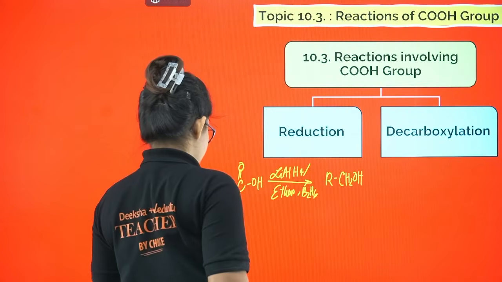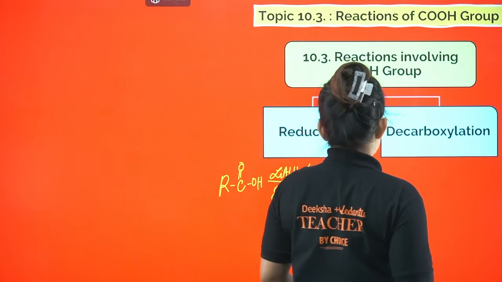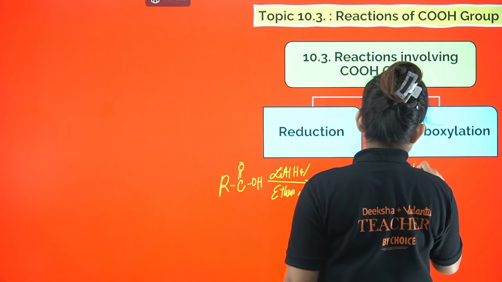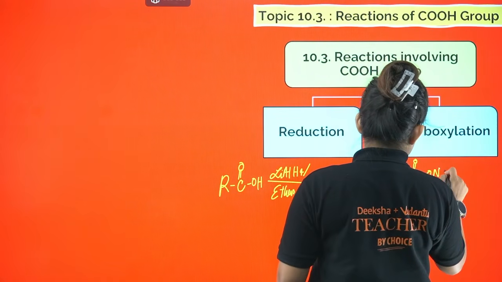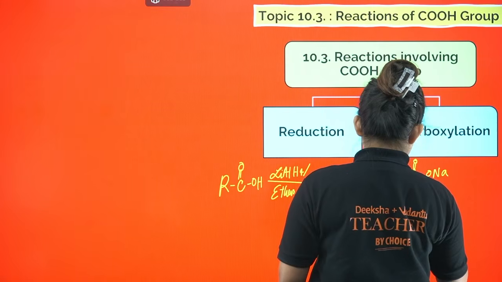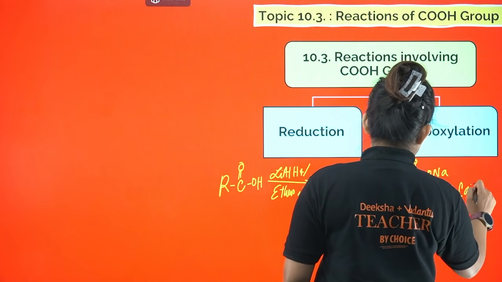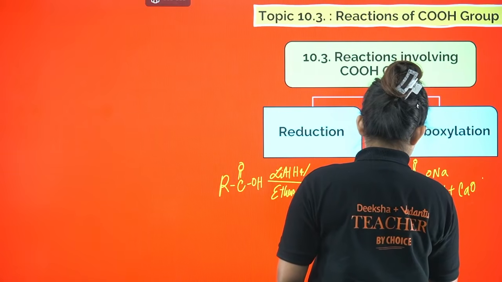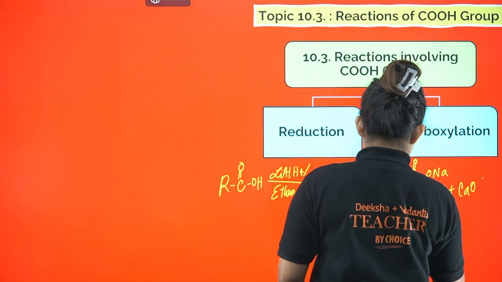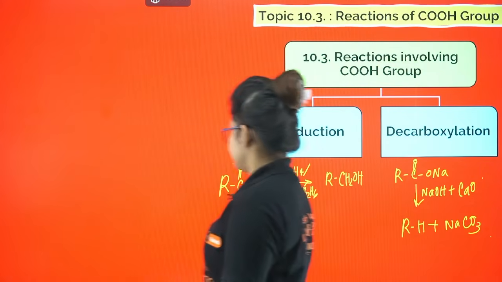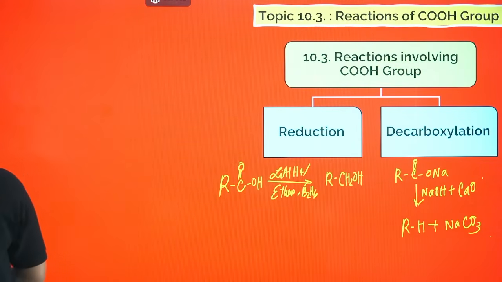This is the reduction. For the decarboxylation reaction, let's say I am having the sodium salt of the carboxylate, RCOONa. If I give soda lime, soda lime means NaOH plus CaO, then it will form RH plus Na2CO3. This is decarboxylation. I guess it is clear.